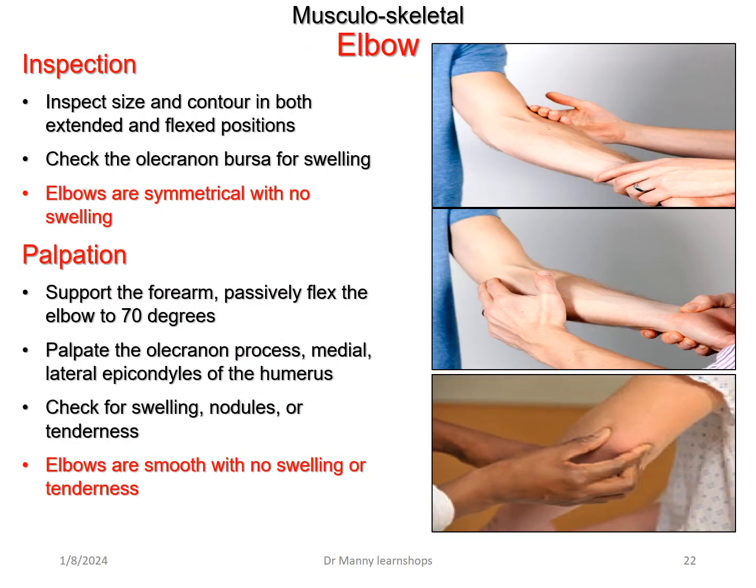When you review the elbow, inspect for size and contour of both in extended and flexed positions. You check the bursa for swelling. The elbows are found to be symmetrical with no swelling. On palpation, you support the forearm and passively flex the elbow to approximately 70 degrees. You palpate the olecranon process and the medial and lateral epicondyles of the humerus, always checking for swelling, nodules, and tenderness. Findings should be that the elbows are smooth with no swelling and no tenderness.